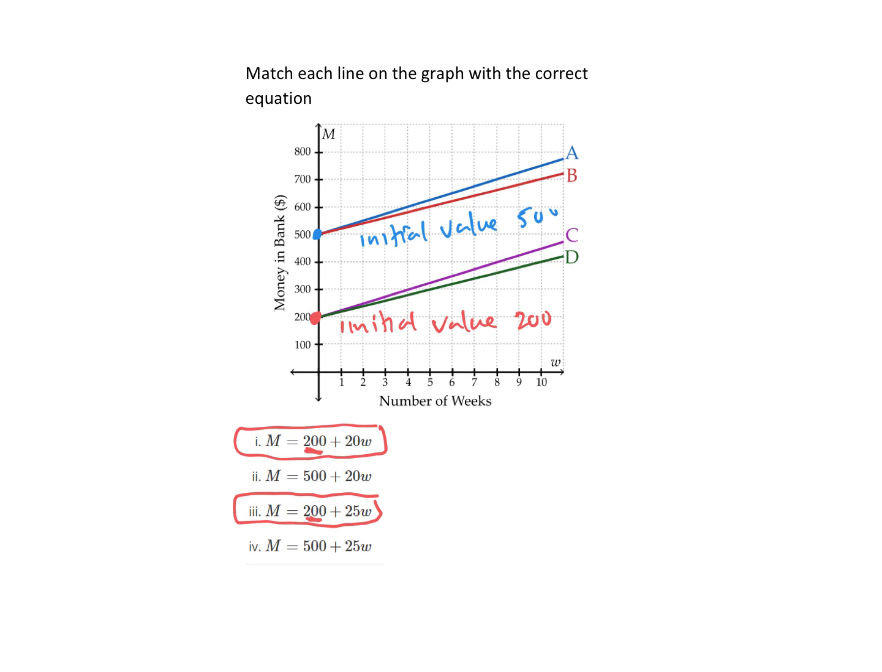How do I know which one is C and which one is D? Well, C is steeper, which means it has a larger rate of change. It's a steeper line. I don't really need to calculate what it is. I just know it's steeper than D. So this one will go with C because the rate of change is 25, and this one would go with D because the rate of change is 20. I could find it on the graph.